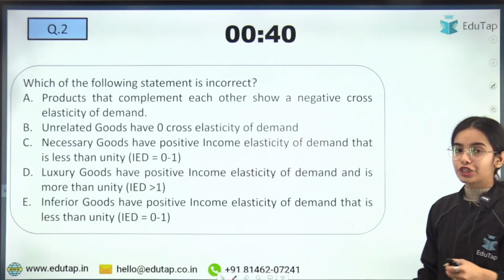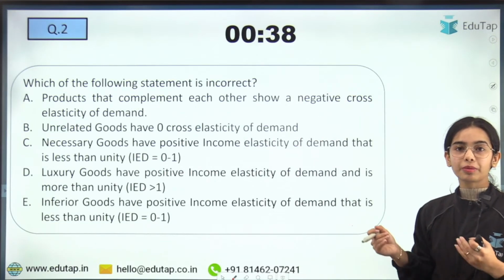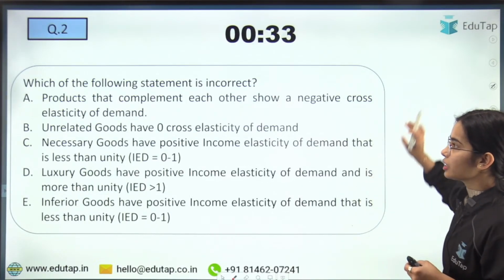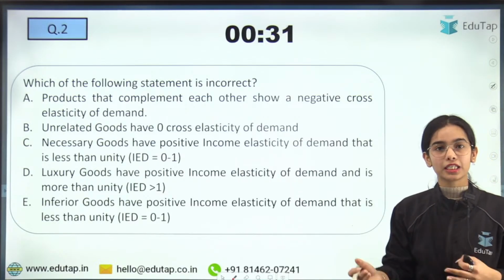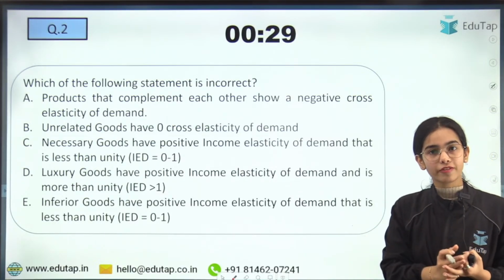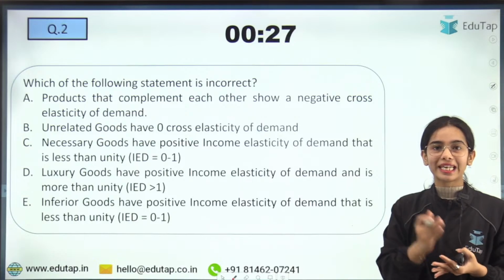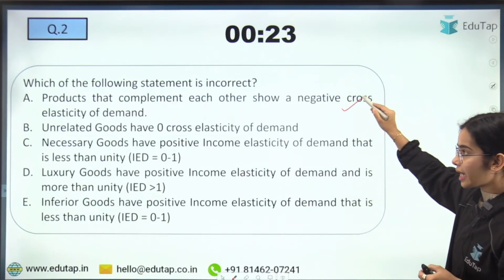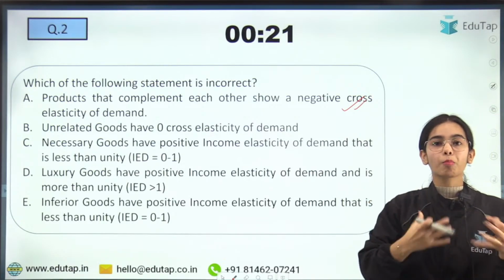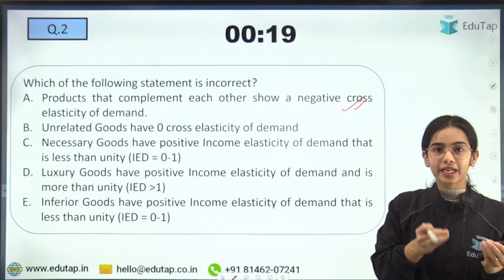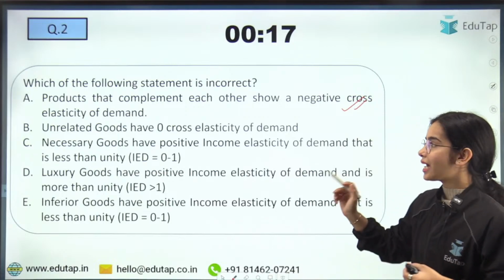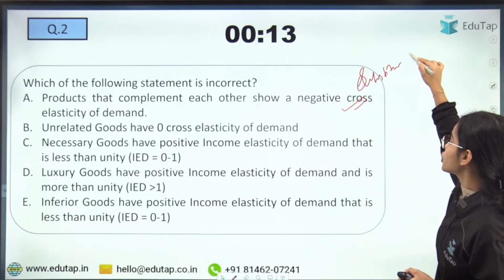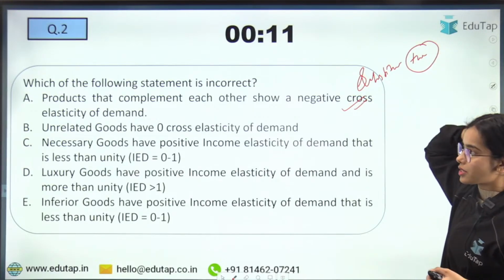Now coming to the next question. Which of the following statements is incorrect? You have to tell the incorrect statement. The first statement says that products that complement each other show a positive or negative cross elasticity of demand. It is correct that products that are complementary to each other have a negative cross elasticity of demand, and products that are substitutes have a positive cross elasticity of demand.